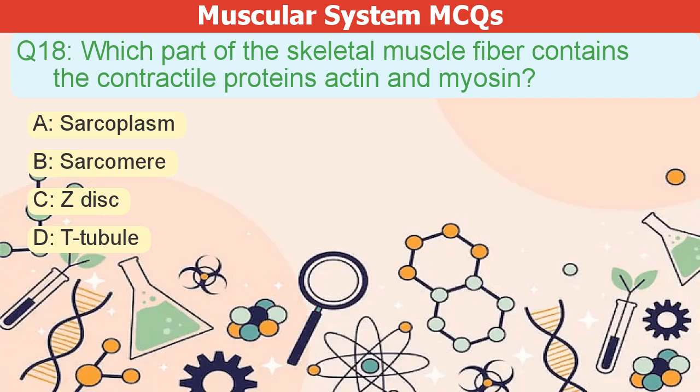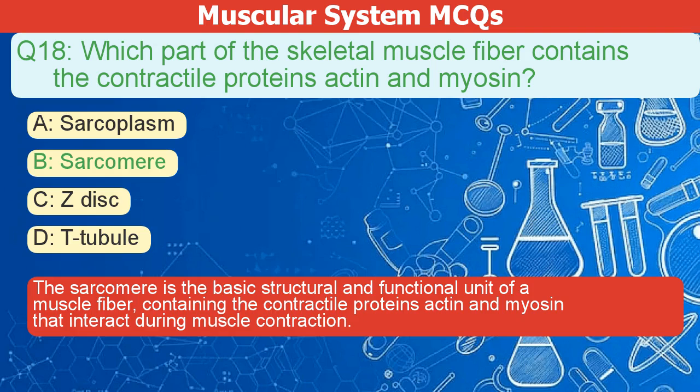Which part of the skeletal muscle fiber contains the contractile proteins actin and myosin? A. Sarcoplasm. B. Sarcomere. C. Z-disc. D. T-tubule. The correct answer is B. The sarcomere is the basic structural and functional unit of a muscle fiber, containing the contractile proteins actin and myosin that interact during muscle contraction.